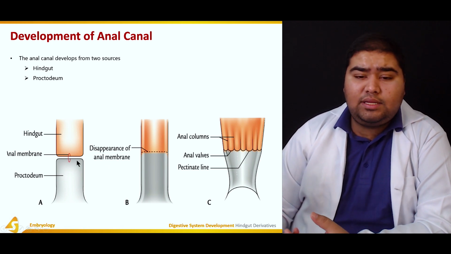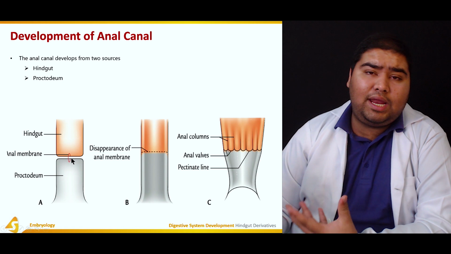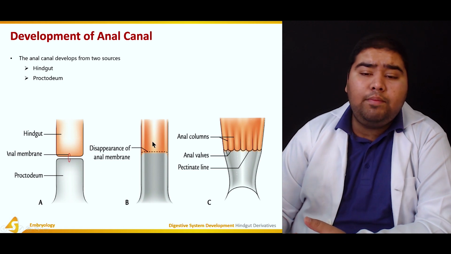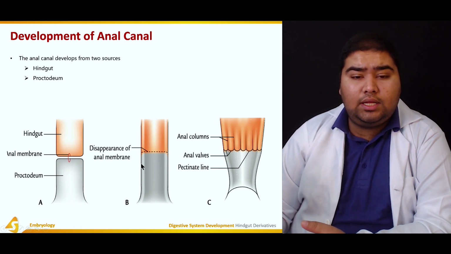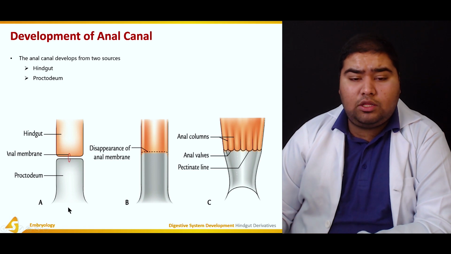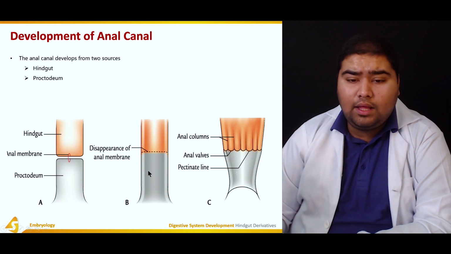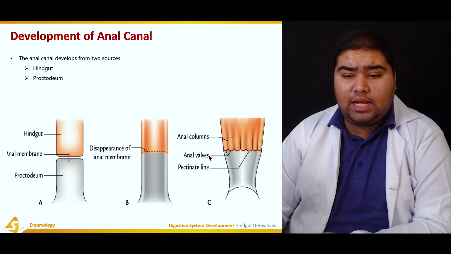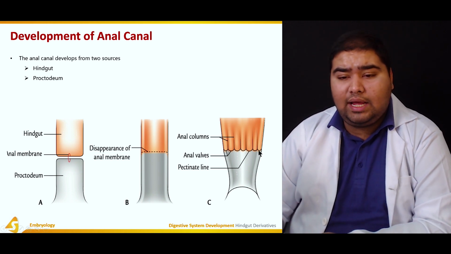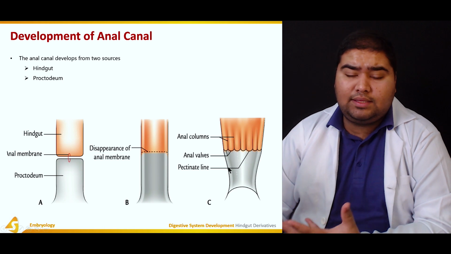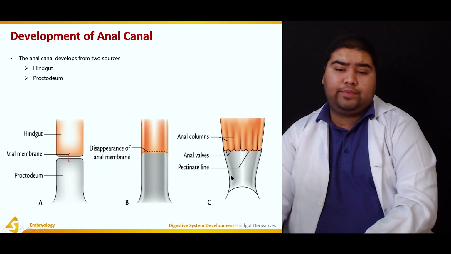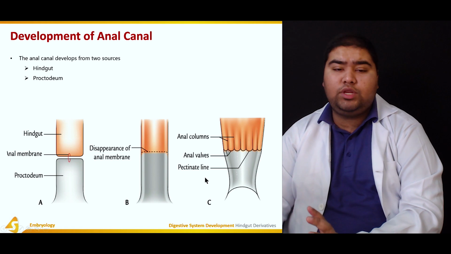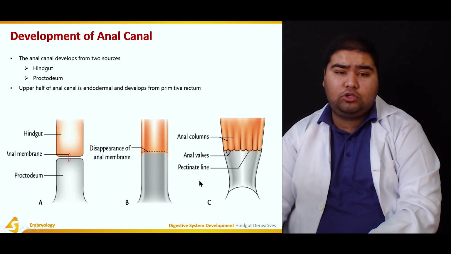After a while, there is disappearance of the anal or the cloacal membrane, and they become continuous with each other, the upper and the lower portion of the anal canal. It is now marked by the pectinate line, which marks the site of the union between the hindgut and the proctodeum.